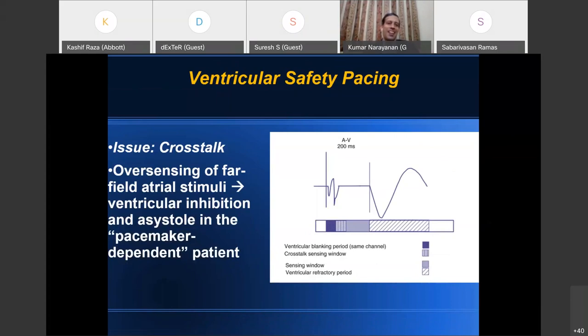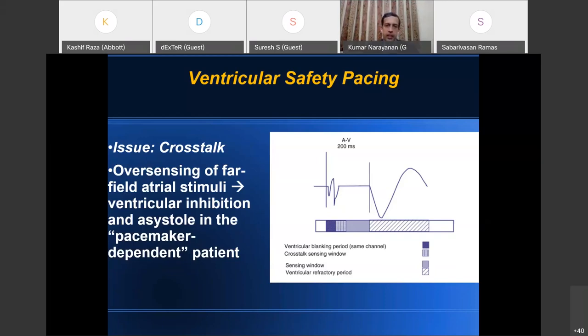Okay, so we'll go to the next algorithm, ventricular safety pacing. We'll talk about this briefly because hopefully you'll not encounter it very frequently. We mentioned this briefly when we were talking about the pacing cycles. Now, the issue which ventricular safety pacing is designed to tackle is the issue of crosstalk. So what is crosstalk? It's the inappropriate sensing of the signals of one chamber in the opposite chamber.